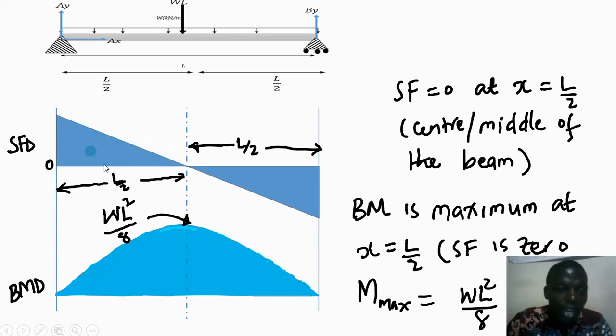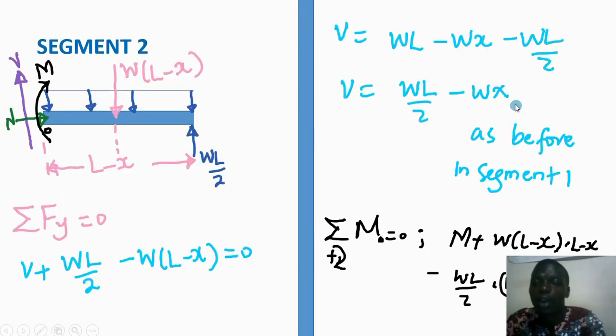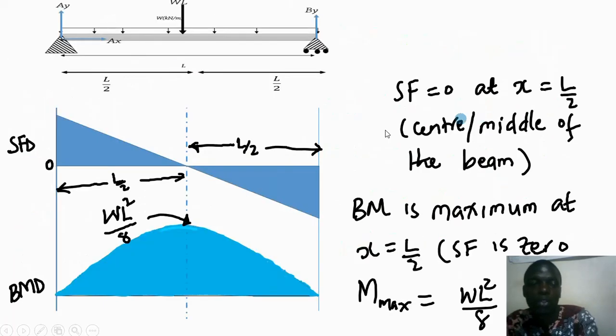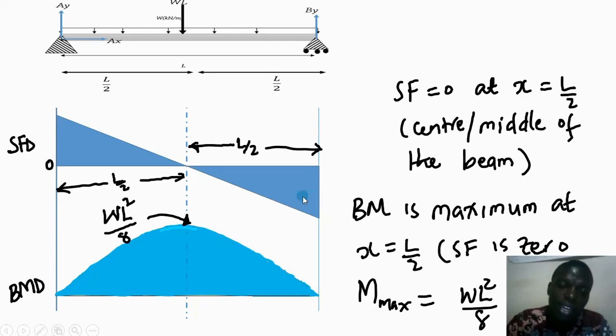So if we plot, we realize that at this point, at L out of 2, if we substitute L out of 2 here, we find that the shear force reduces to 0. It will keep on increasing in the negative direction as you also move away from this point. By the time you move L out of 2 from this point, you will have it in magnitude as wL out of 2, but of course with sign as negative wL out of 2.